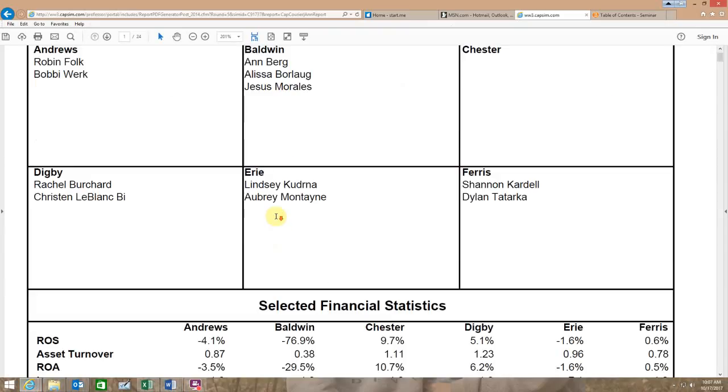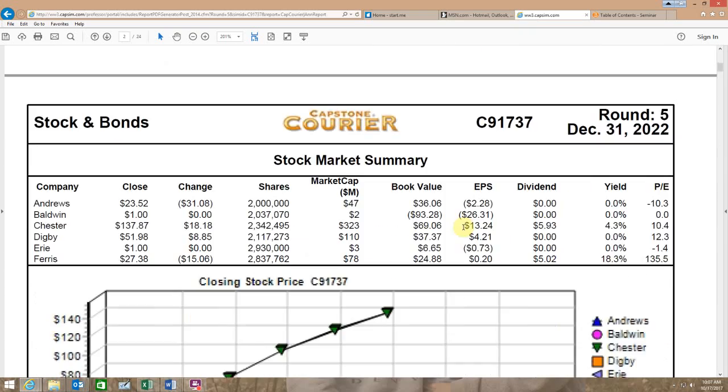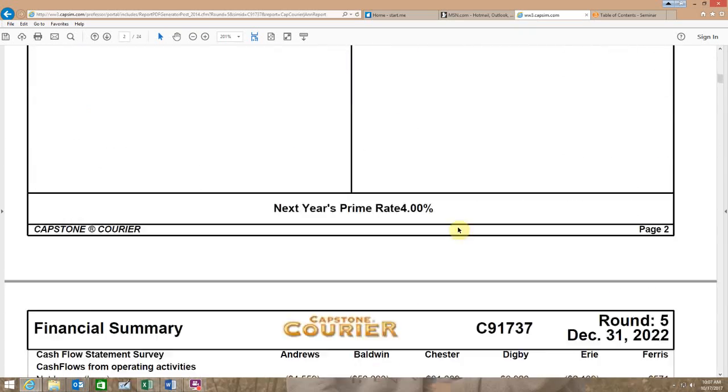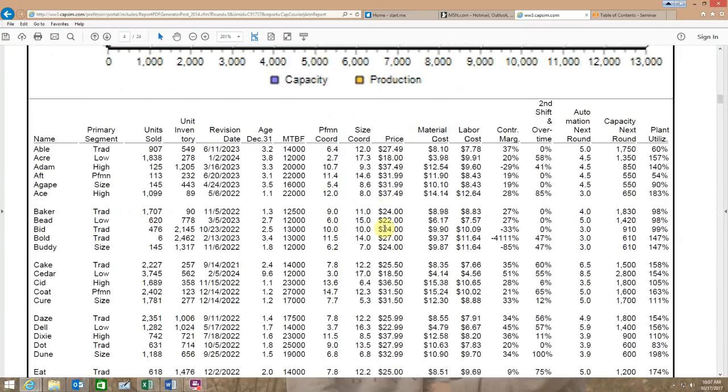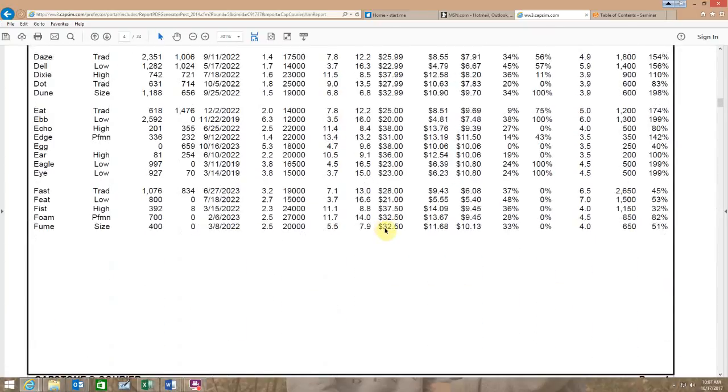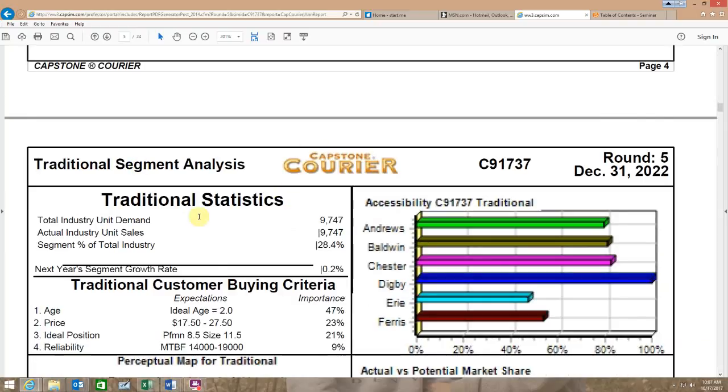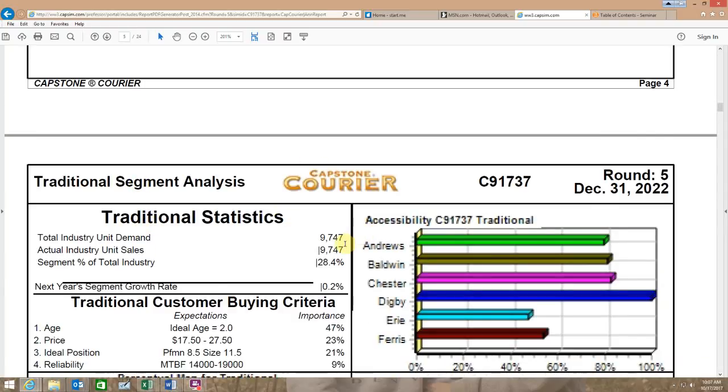So if we cruise down and look at the traditional segment analysis, our total industry unit demand for this year was 9,747,000, and next year's segment growth rate is a positive 0.2%. Positive 0.2%, decimal wise, is 0.002.